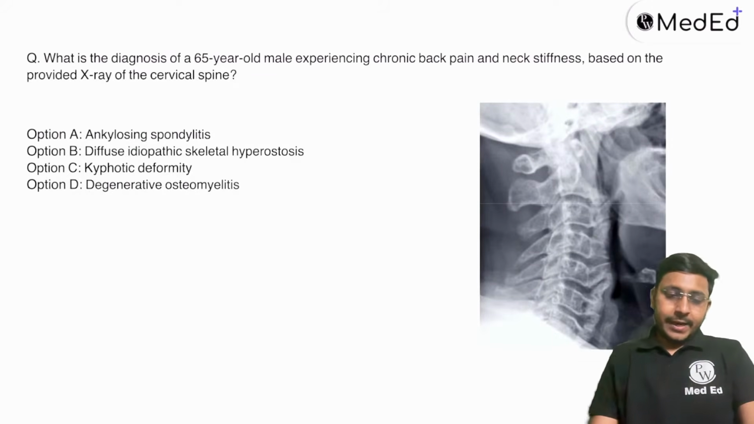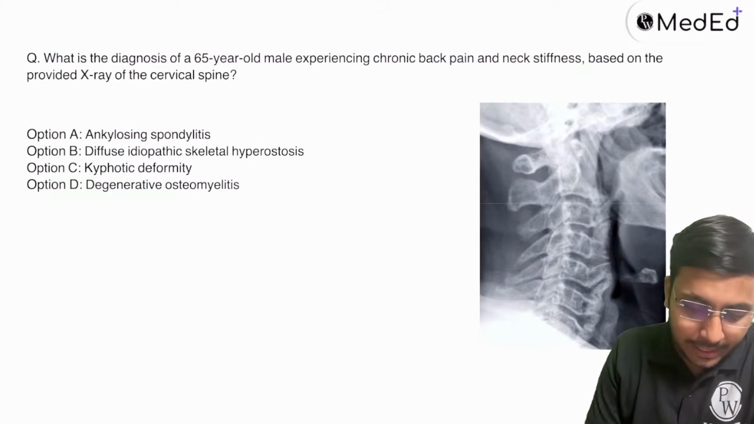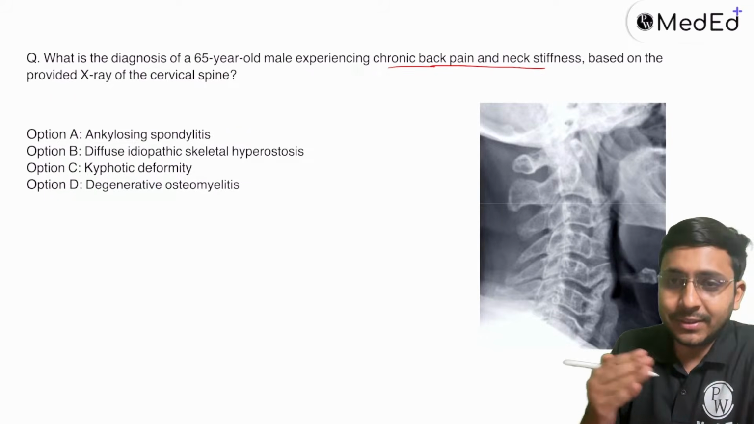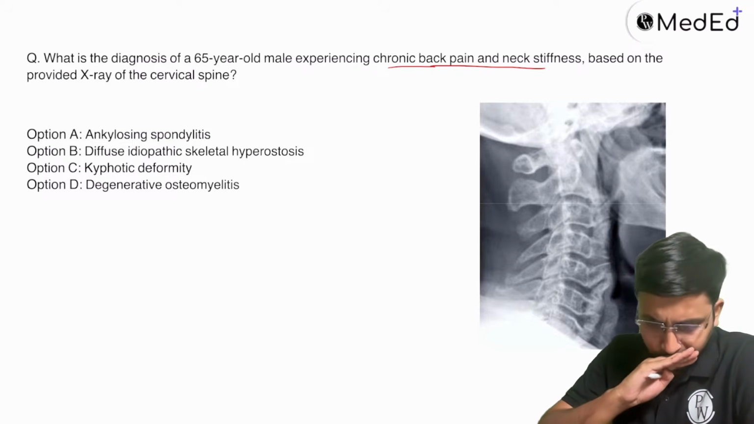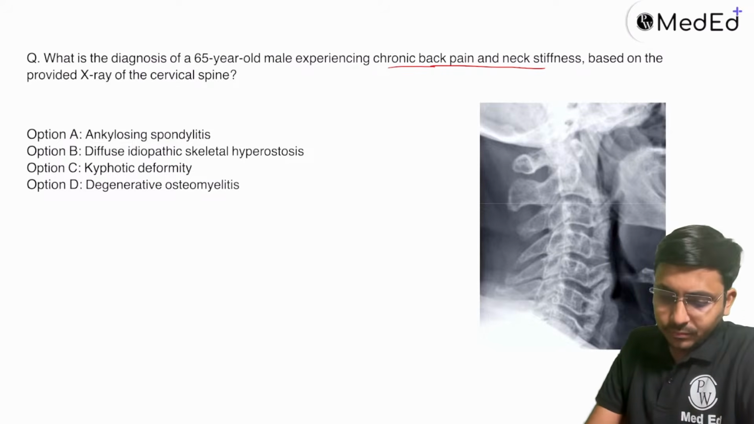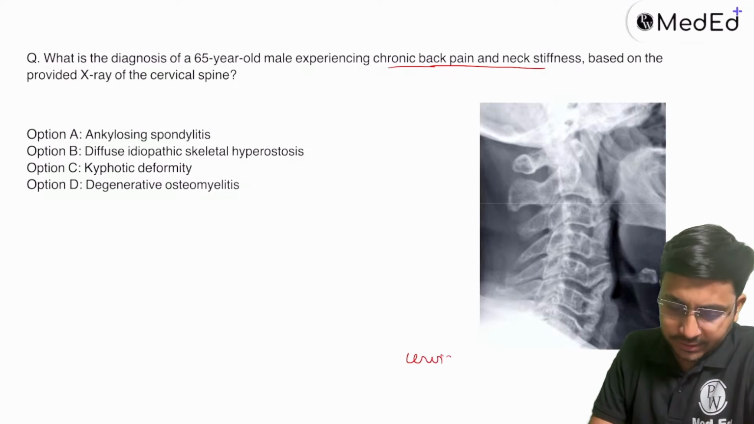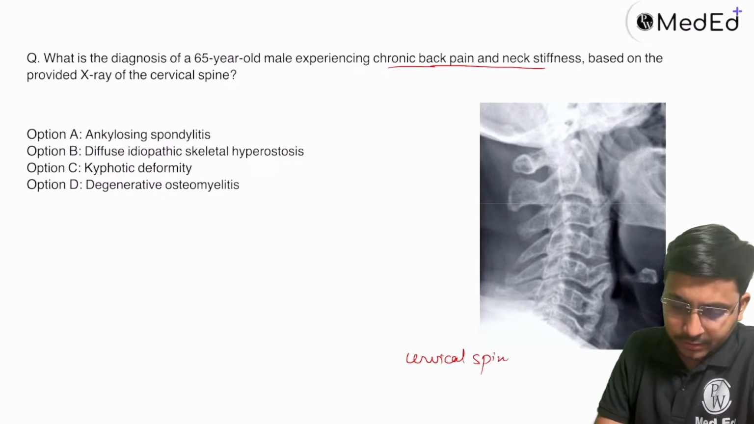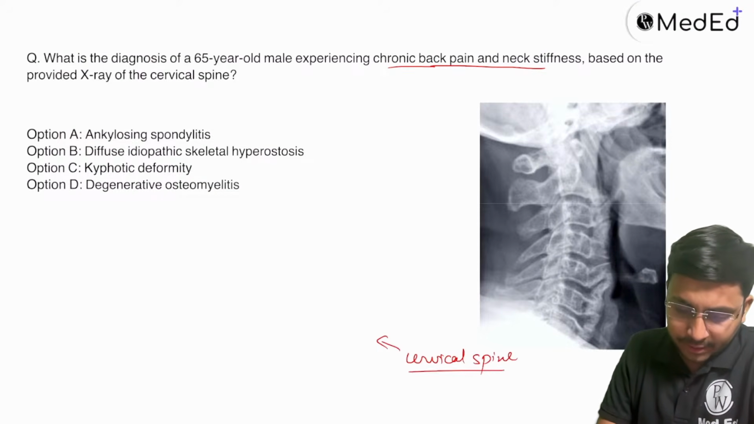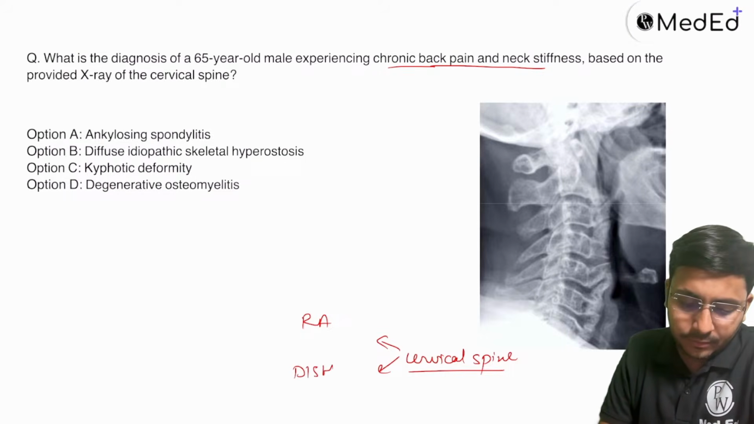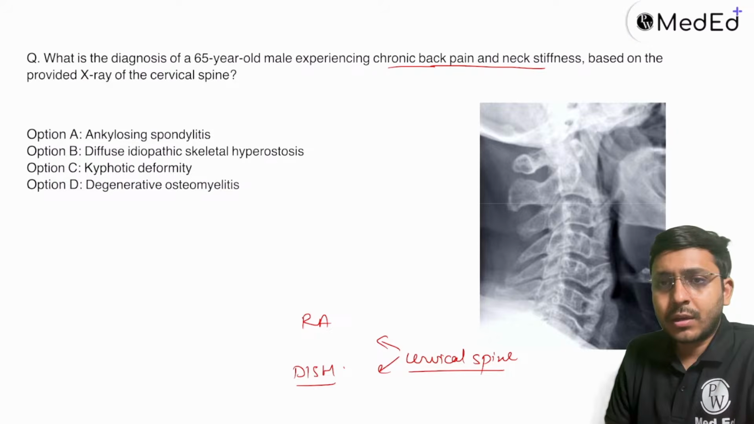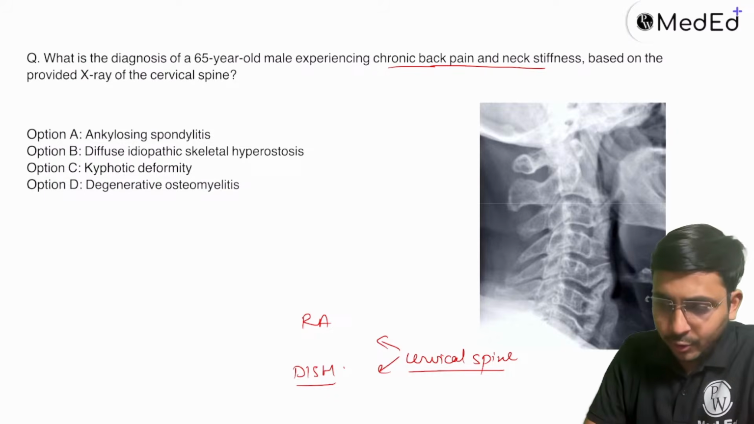So next question, what is the diagnosis of a 65-year-old male experiencing chronic neck pain and back stiffness? Sorry, neck stiffness and back pain. Based on the given X-ray, what is the diagnosis? So whenever a cervical spine X-ray is given, in the cervical spine there are only two things, either you have rheumatoid arthritis or you have DISH. Okay.